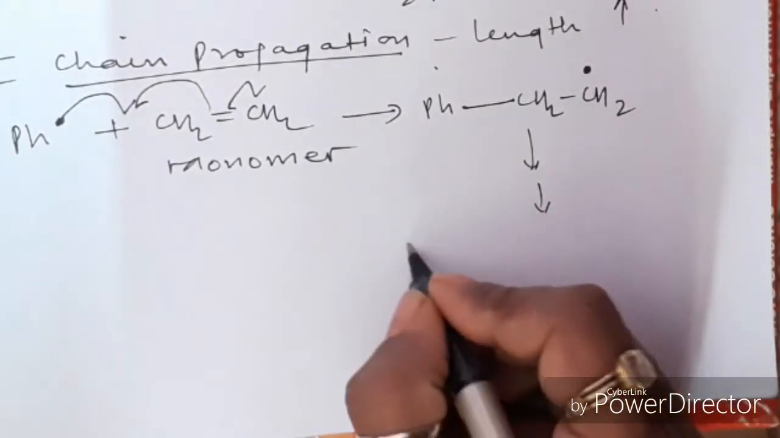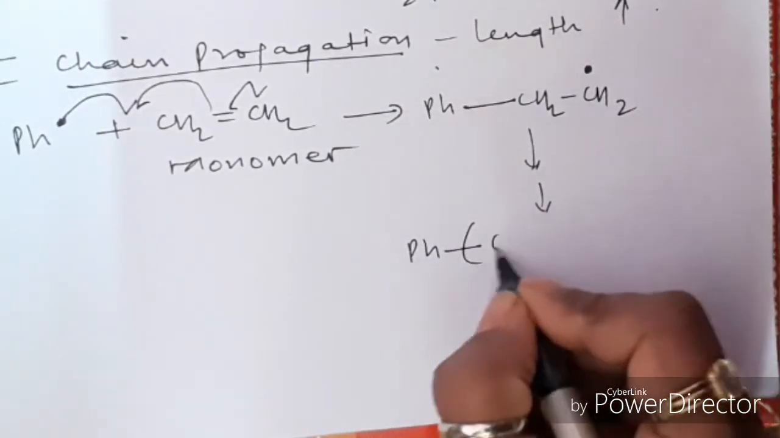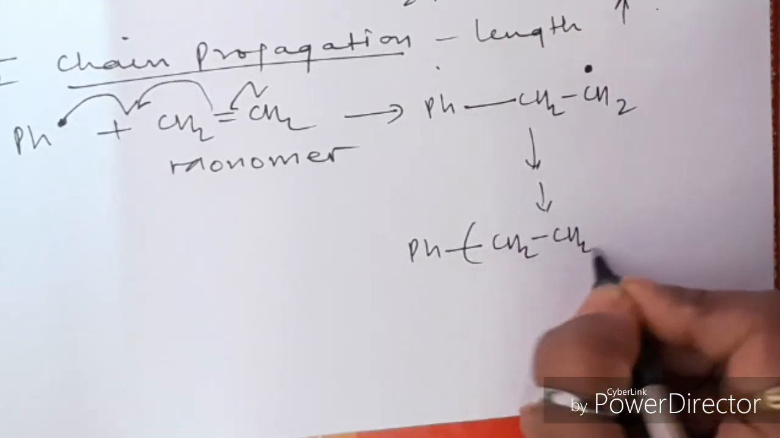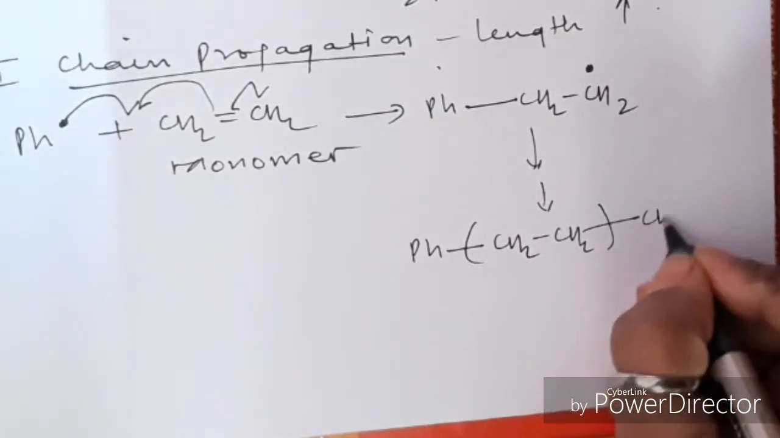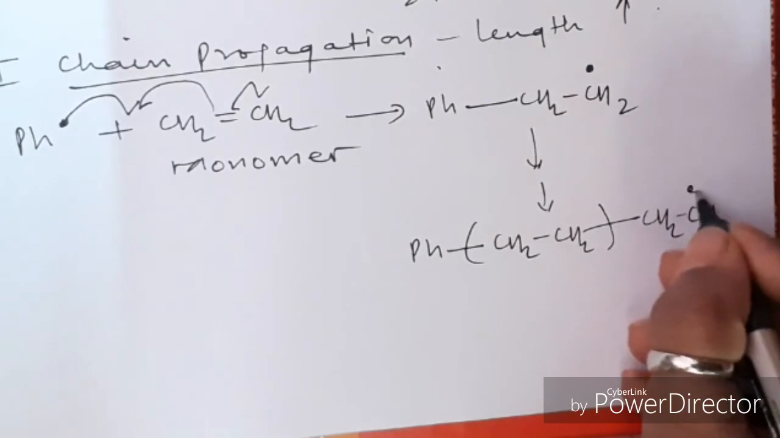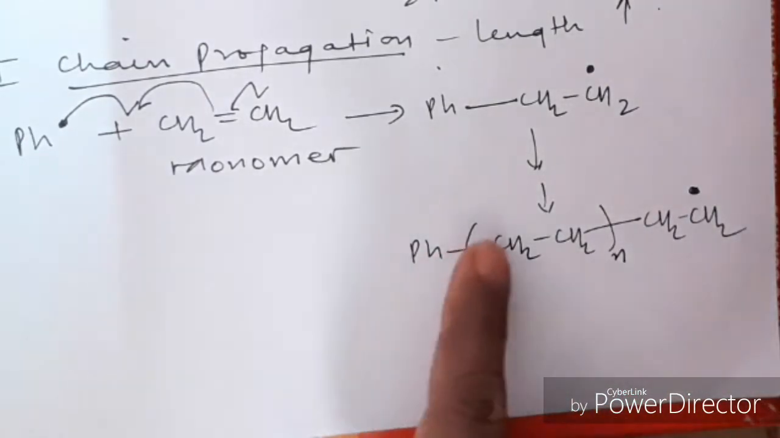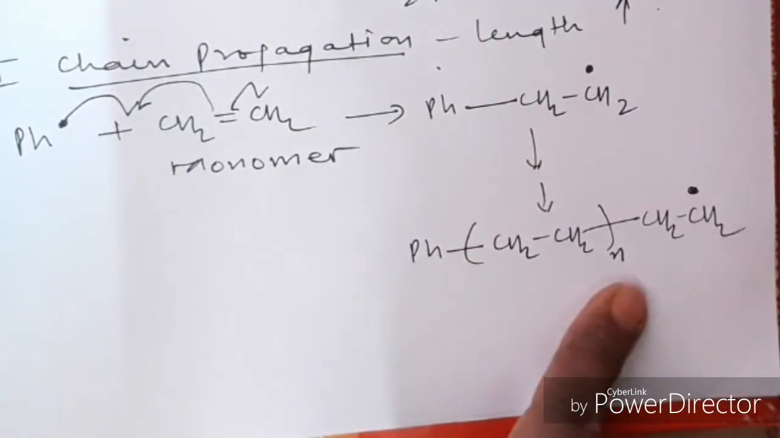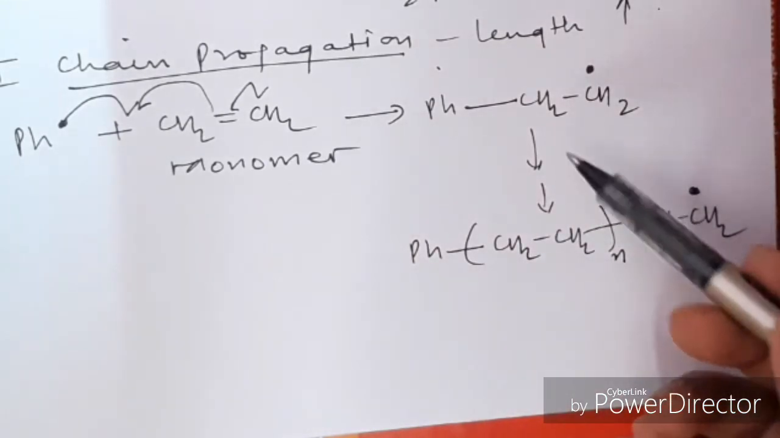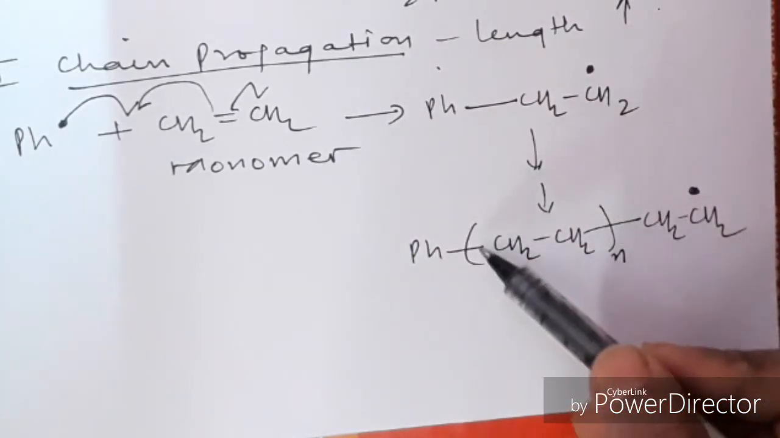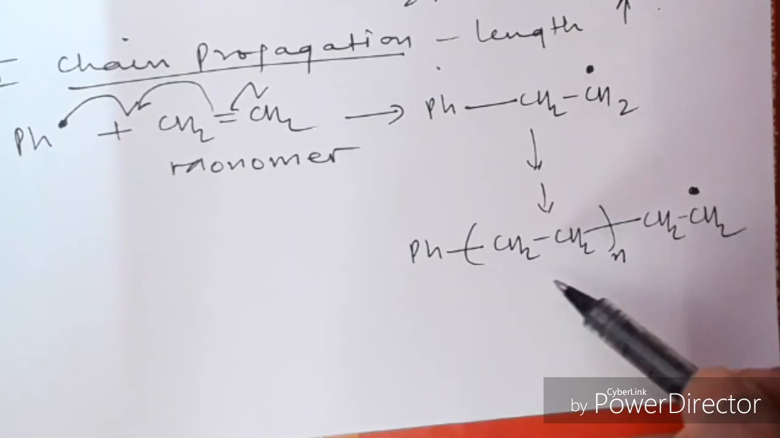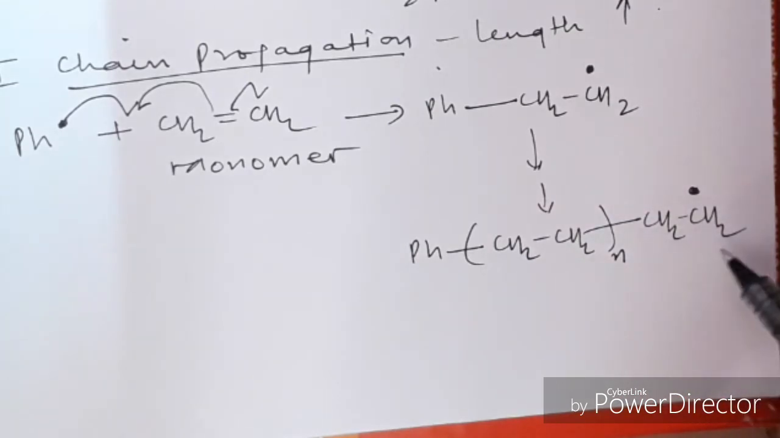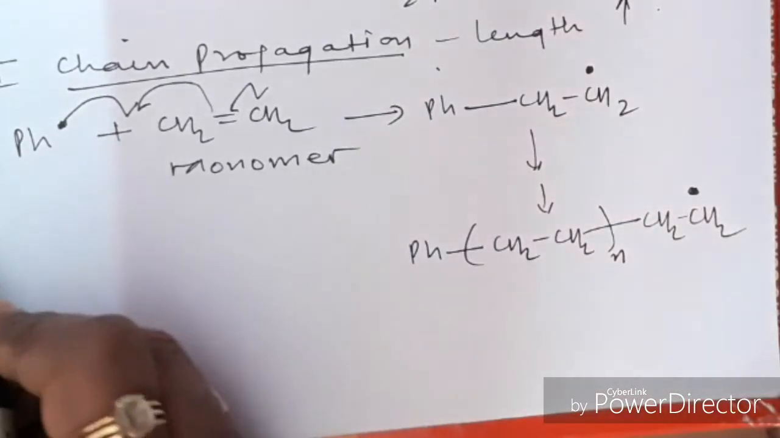And now the chain propagation starts over here when I'm writing this. So this is your chain propagation where the radicals are going to become longer and longer due to the attacks. This is your big radical. Now this big radical is going to combine with itself, and this is the whole thing which I have written in the bracket, which indicates that the length is going to increase. So that's why it's called chain growth.